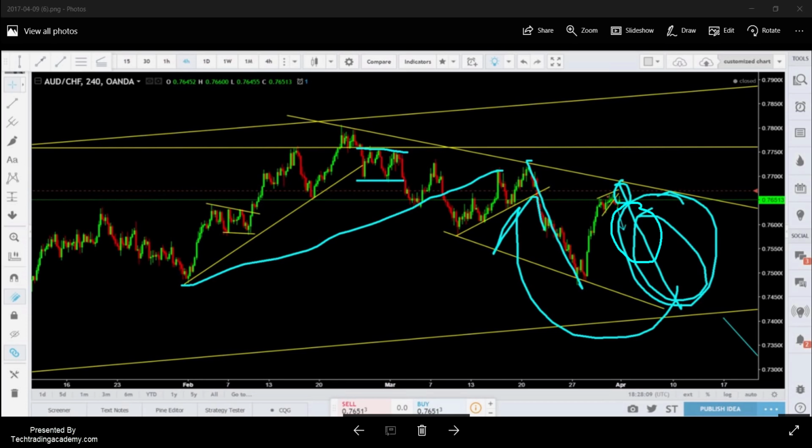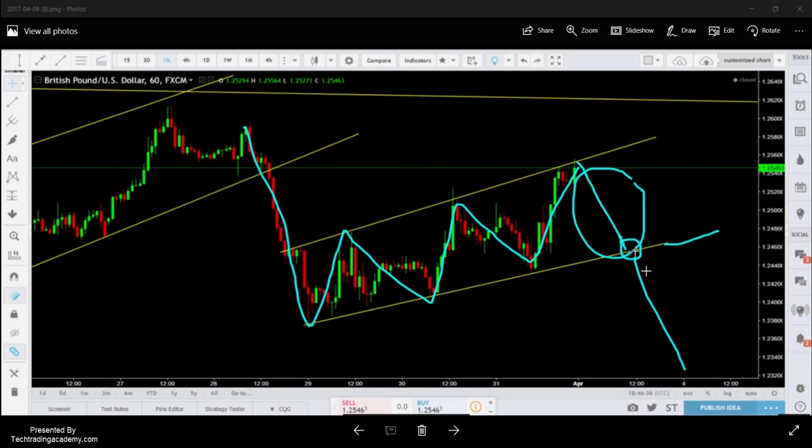USD/CHF is also over. That trade setup was for short term. That trade setup is also over. So that was the place on USD.